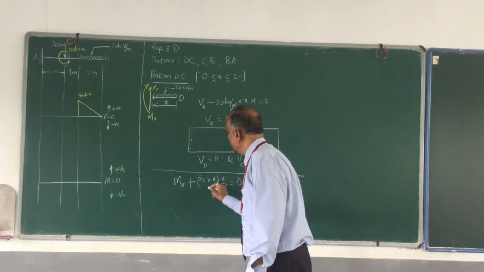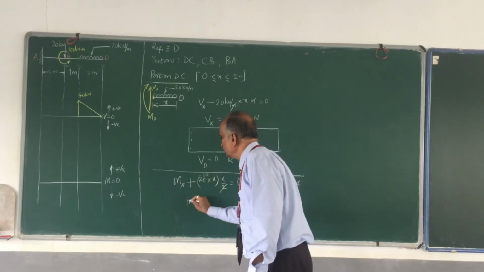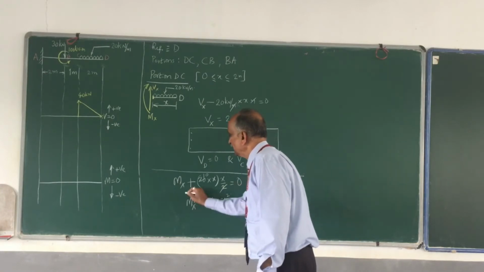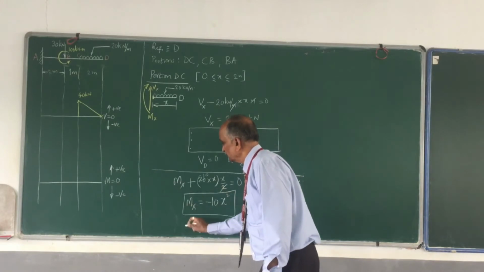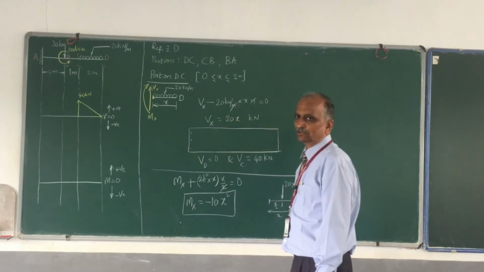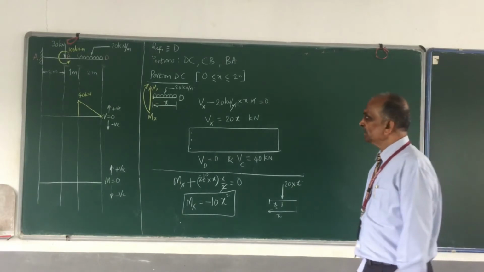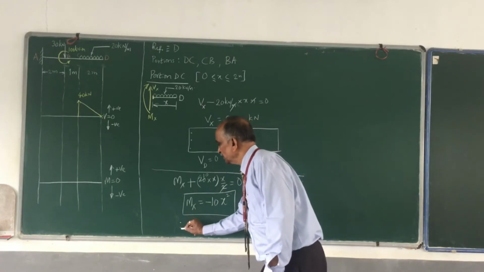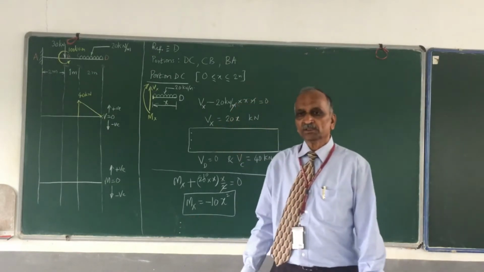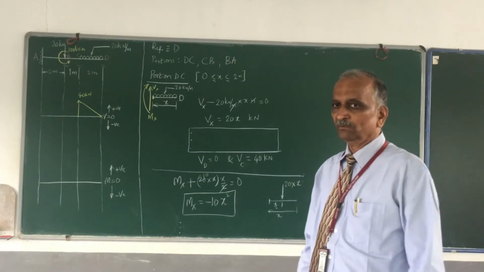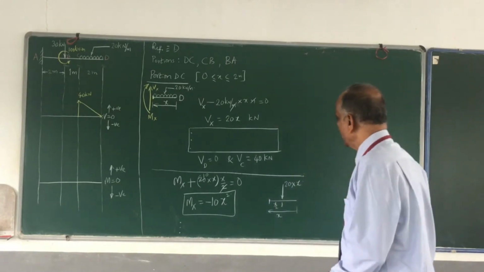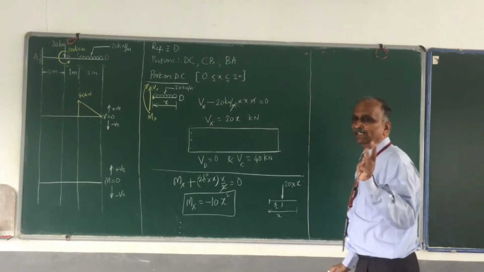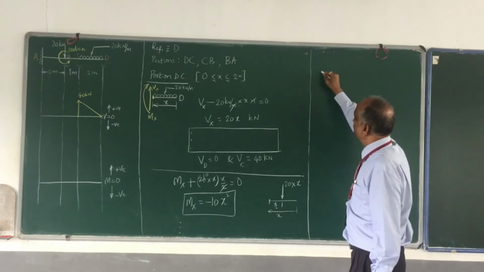So 2 1s are 2, 2 10s are 20, and Mx is equal to minus 10 into x square. Mx is equal to minus 10x square. First observation, bending moment is not constant between D and C. Bending moment is varying between D and C. That is the second observation. What is the third observation? It is not a straight line, it is a curve. The bending moment is a curve. The moment you conclude that it is a curve, then get the bending moment at least at 3 points.